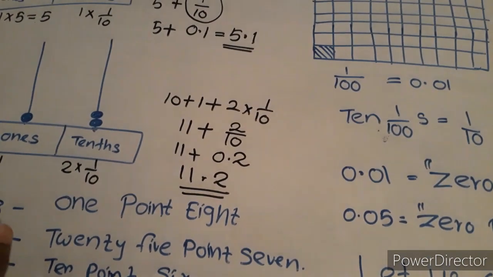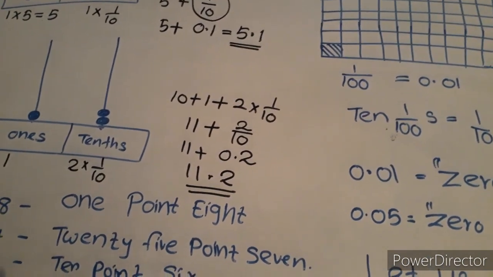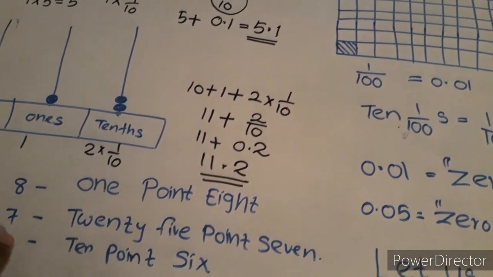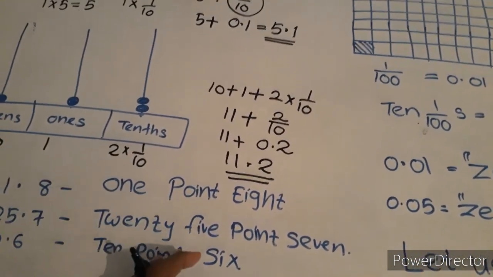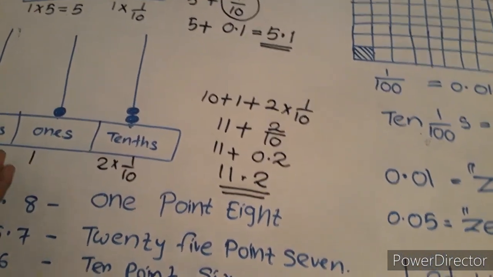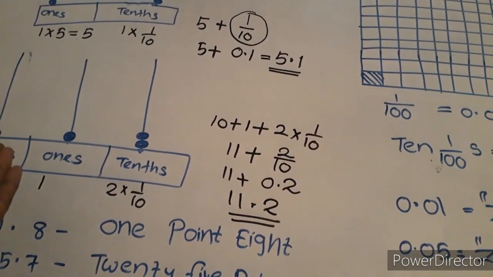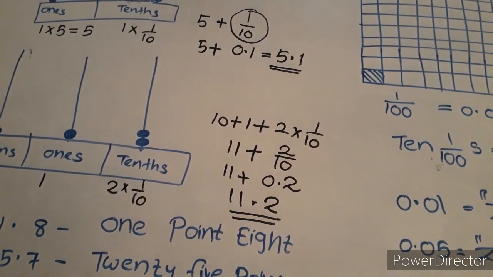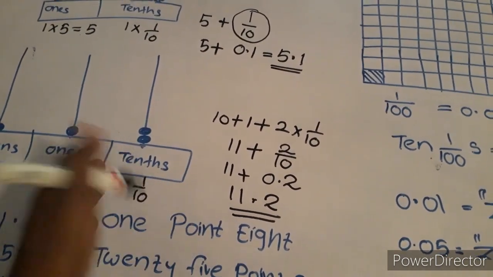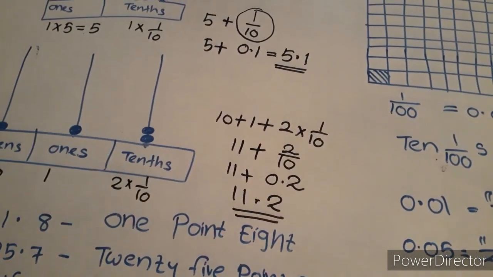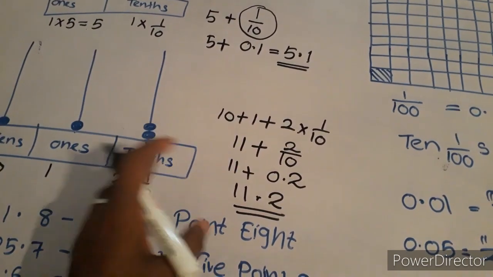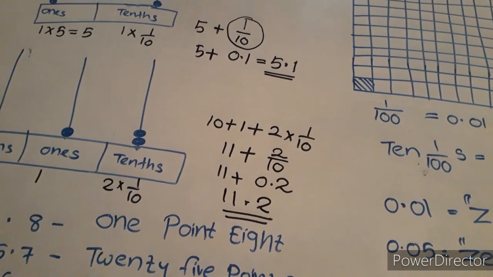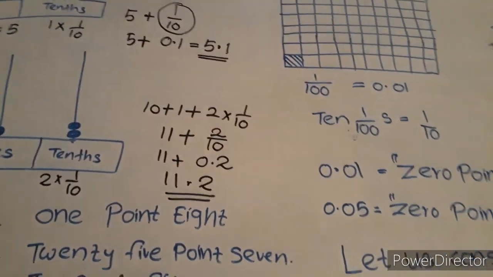Okay, now after you practice this one, you may write the decimal numbers in words and you can represent them in the abacus. And if an abacus is given, you can tell what the abacus is representing. So now we will see how to write hundredths.